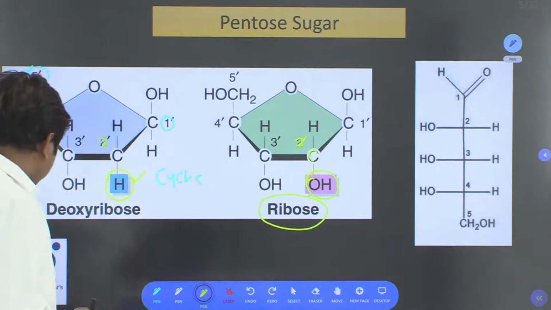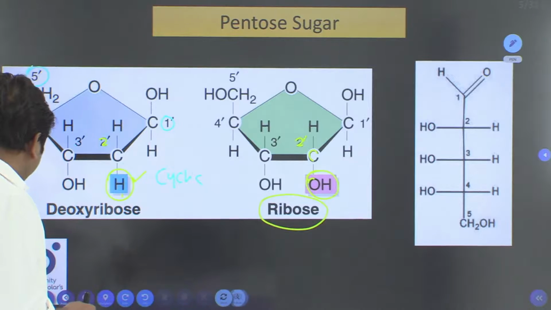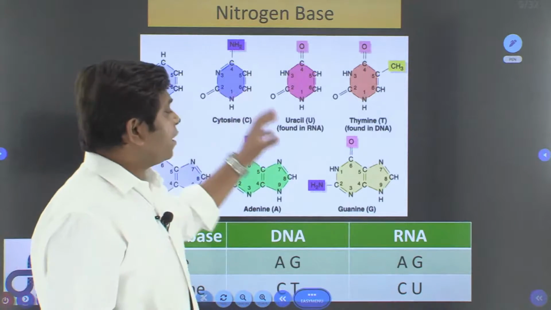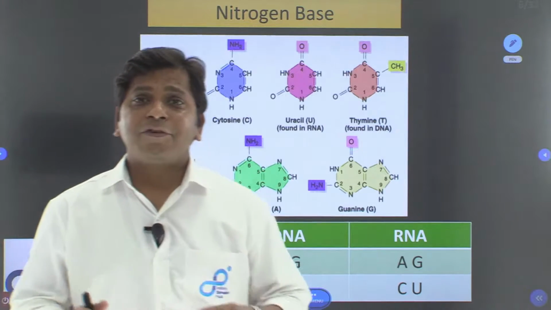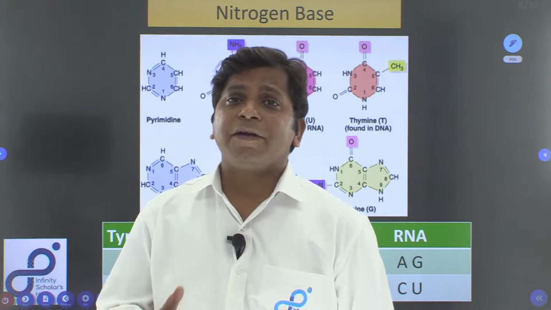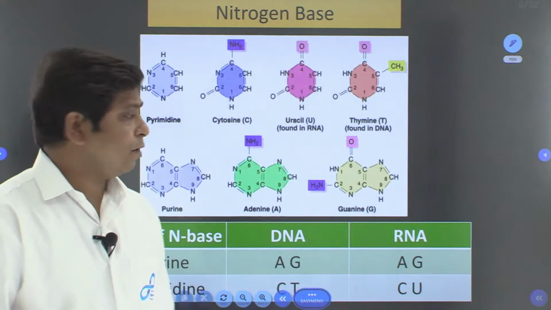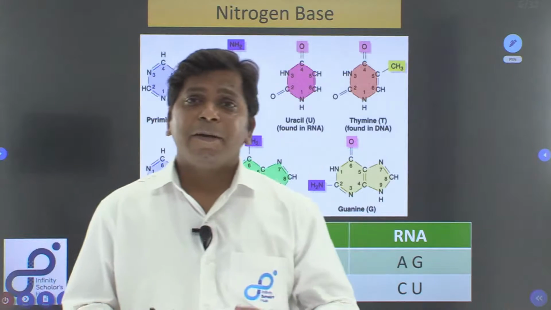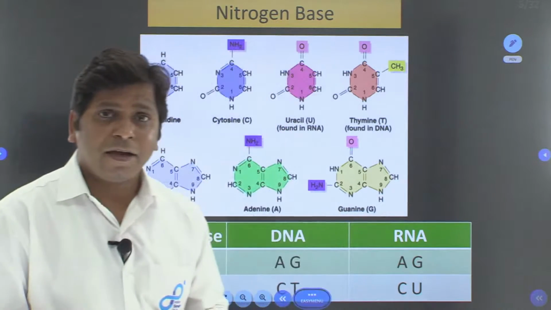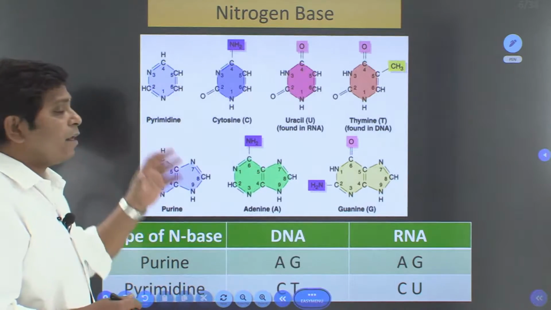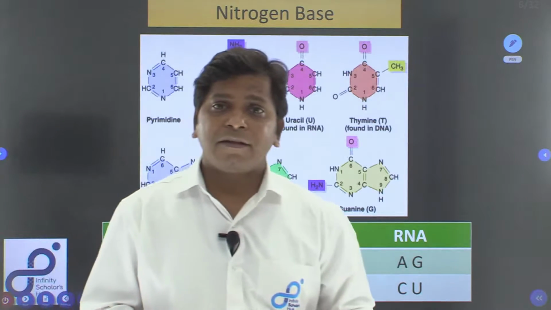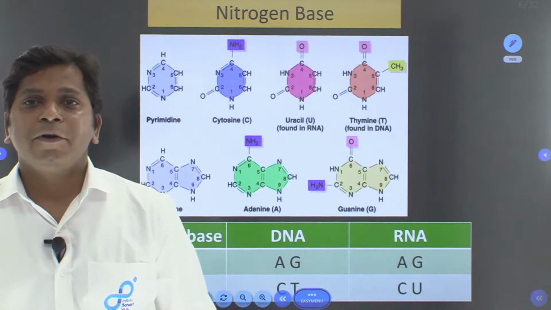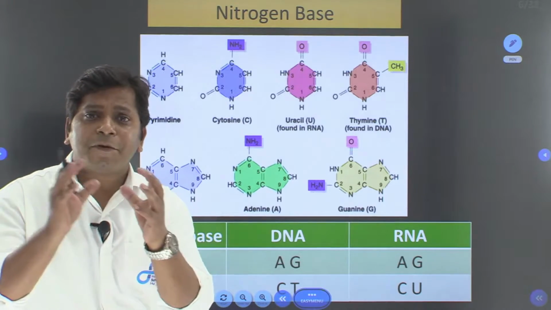So, let us now move ahead to the next component of the nucleotide, which is the nitrogen base. This nitrogen base is the most significant part of the nucleotides. There are different types of nitrogenous bases present in DNA and RNA. And how many of them? In DNA there are 4 different types of nitrogen bases. In RNA also there are 4 different types of nitrogen bases. They are slightly different from each other.